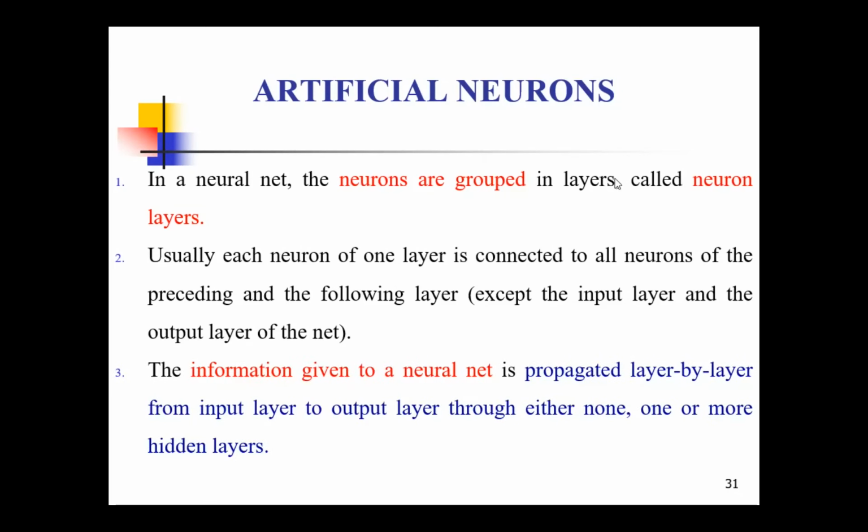So the information in the neural net passes layer by layer, that is, from the input layer to the output layer. Before the output layer, if I consider a hidden layer, then the information will be passed from the input layer to the hidden layer and from the hidden layer to the output layer. So layer by layer, the information will be propagated.